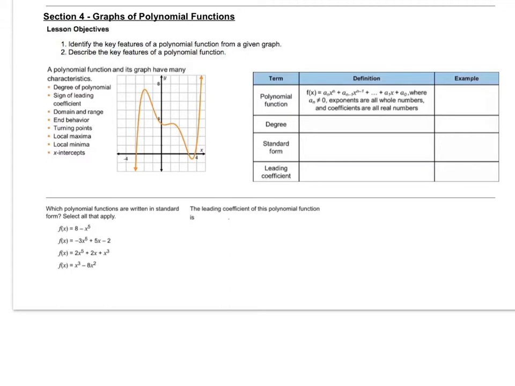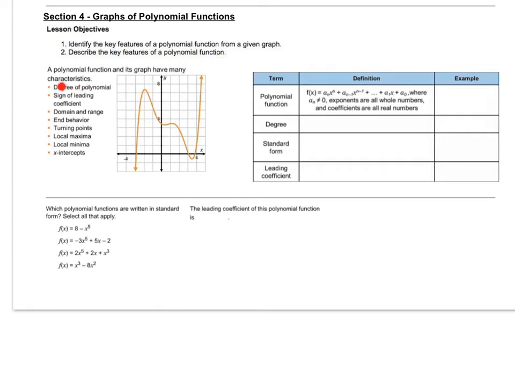So, when you have a polynomial, that's a function where you can tell a lot of information based off of the graph, and you can tell a lot of information if you're given the function itself. You can kind of tell a lot about what happens on the graph. But we have all these different characteristics, okay?